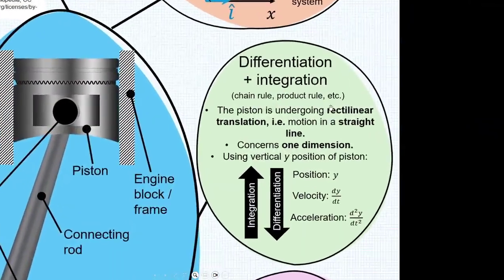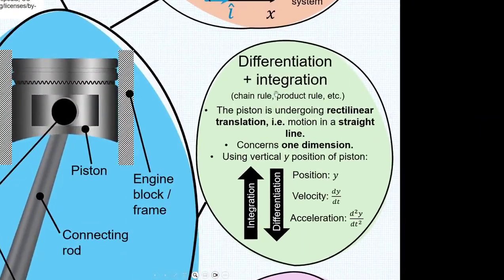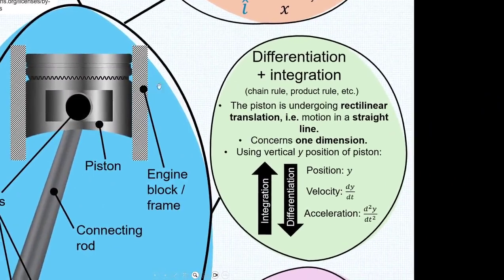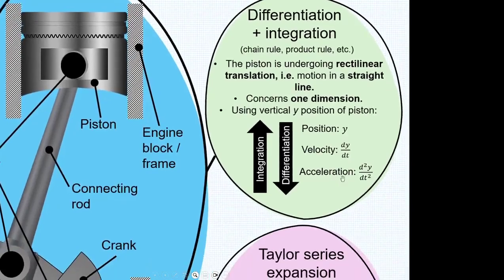Moving on to basic differentiation and integration, we will use the example of the piston's vertical position. Because it undergoes rectilinear translation, which is motion in a straight line, we only have to look at one dimension, which in this case is its position, y. If we take the differentiation of the position with respect to time, we get velocity, and if we take the differentiation of the velocity with respect to time, we get acceleration.